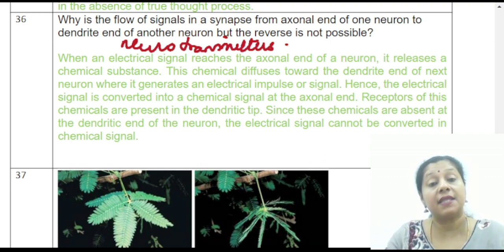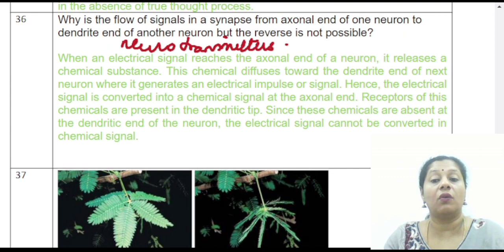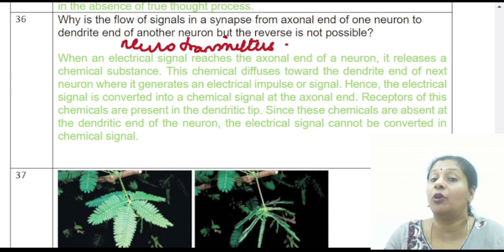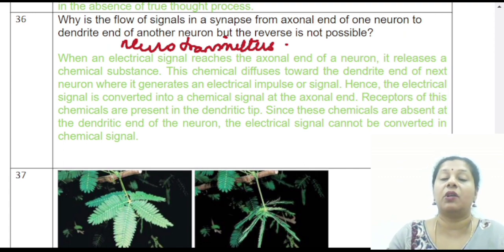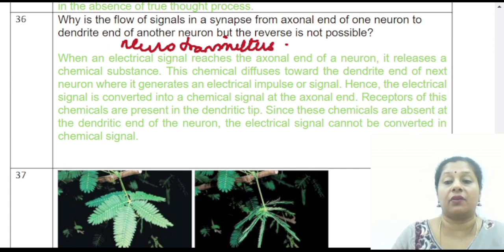The receptors for receiving these chemicals produced in the axonal end are present in the dendritic end only. So, the dendrite should receive, whereas the dendrites can also convert the chemical signal into an electrical signal. That cannot be done by the axon end. So because of that, this conversion is happening at the axon end.